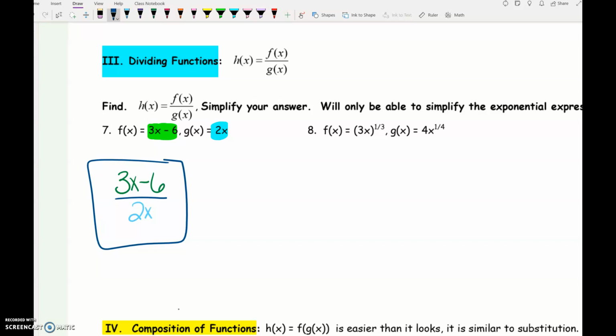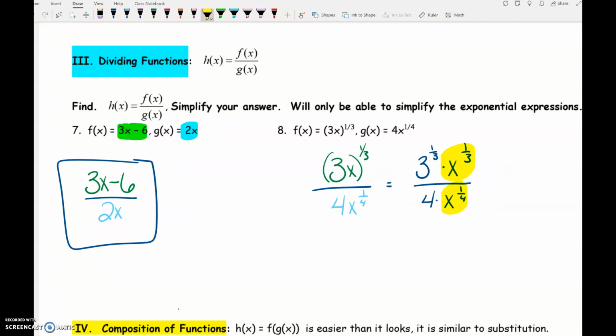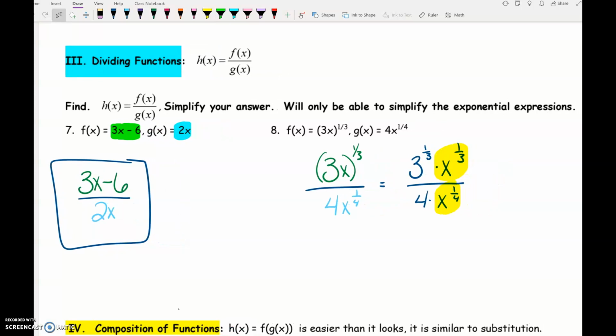Number 8, I think we can do a little bit more. Number 8, we have 3x in parentheses raised to the 1/3. On the bottom, we have 4x to the 1/4. That 3x to the 1/3 in parentheses is really 3 to the 1/3 and x to the 1/3. So we can simplify this part. Because there's no addition or subtraction, we can simplify this part. But honestly, on your assignment today, that's not what I'm looking for.